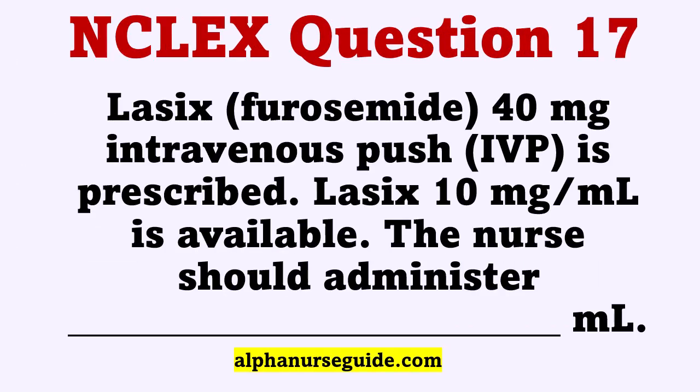Lasix, 40 milligrams intravenous push, is prescribed. Lasix 10 milligrams per 1 milliliter is available. The nurse should administer blank mL. The correct answer is 4 milliliters. The formula is desired amount divided by what is available, times quantity equals the amount to administer. 40 divided by 10 and multiplied by 1 equals 4 milliliters.